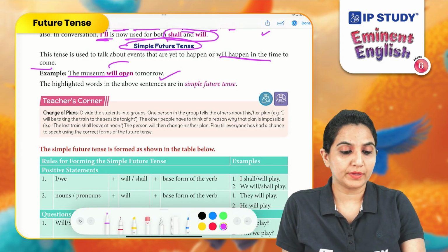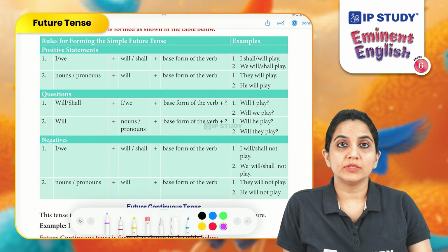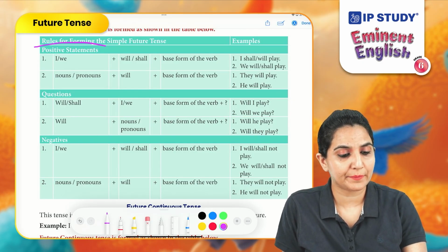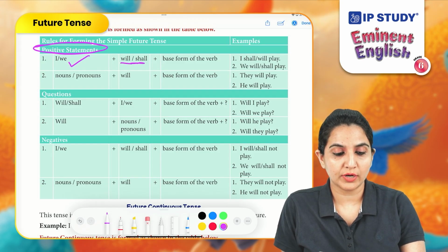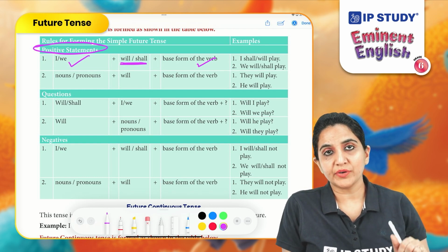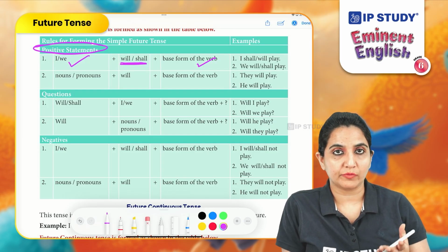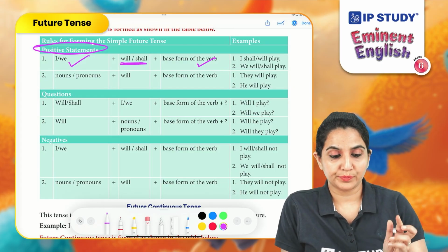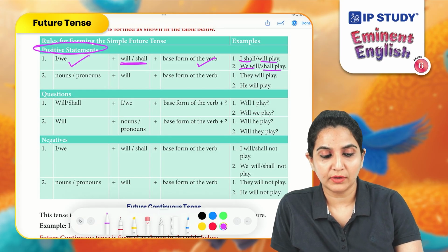Okay, so will open is in the simple future tense. Let us just do a quick recap of the rules for forming simple future tense as we already did them. So for positive statements, for the first person, we use will or shall and the base form of the verb. We ought to use shall, but when we do the contraction, we use I'll for both shall and will. So we may use will and shall both for the first person singular and plural. I shall play or I will play, we shall play or we will play.